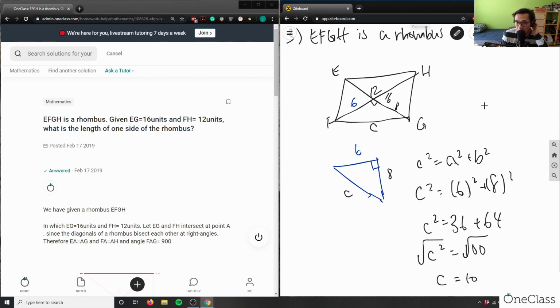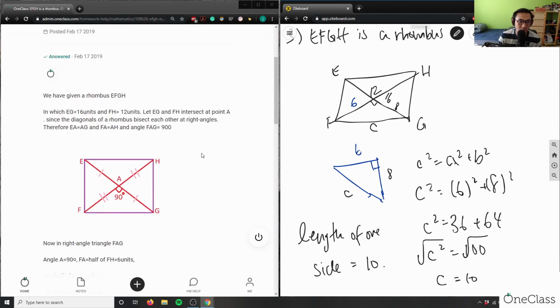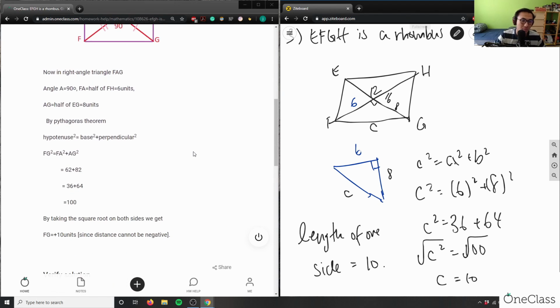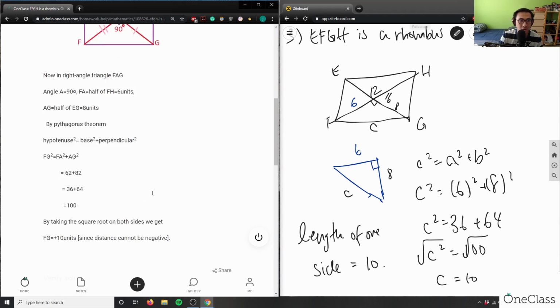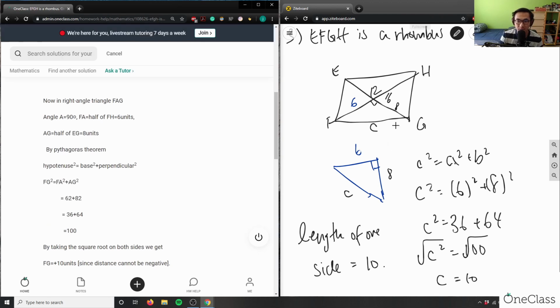So in this case, the length of one side is equal to 10. This here is my correct answer. It's technically plus or minus 10, but I can't take the negative length, right? So the length of one side equals 10, and they got the same answer as well. They did the exact same thing as I did here.